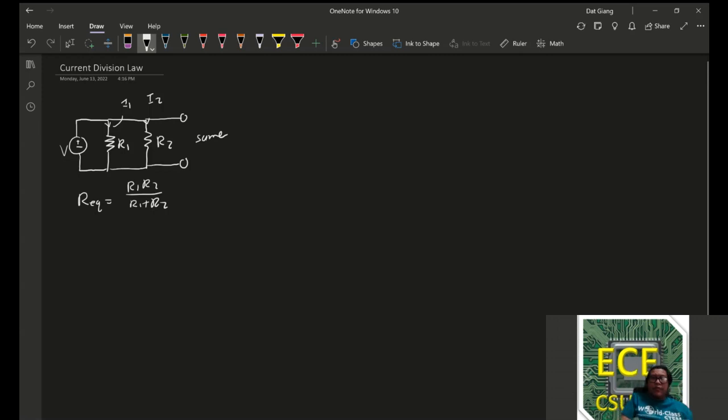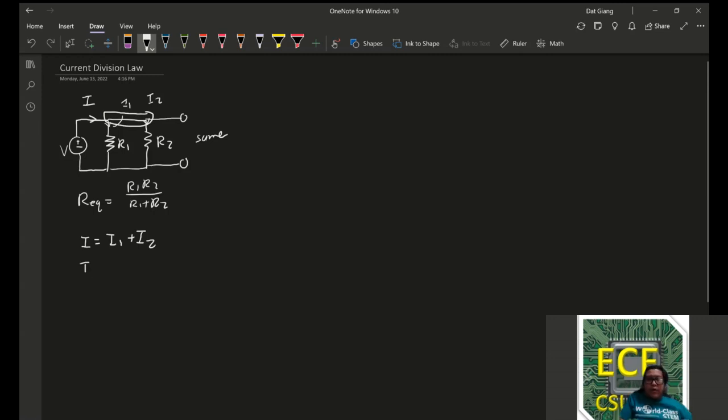But based on KCL, the total current is equal to the sum of all currents leaving. Based on KCL, the sum of all currents entering or leaving a node should be equal to 0. We have a node here. We have a current I entering and two currents leaving. So we have something like this.